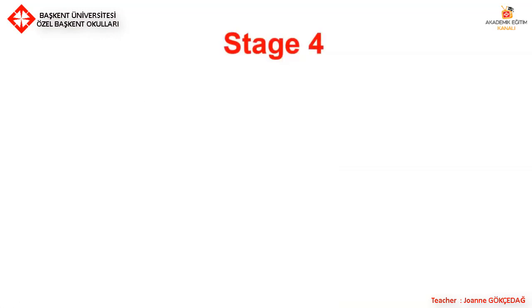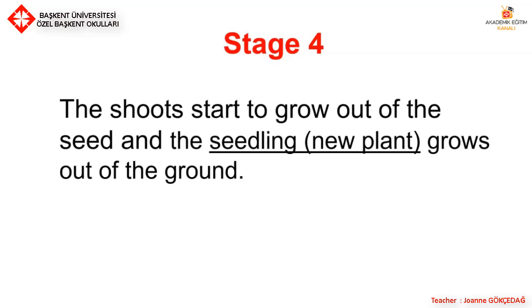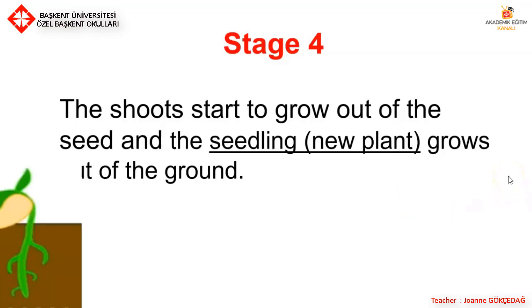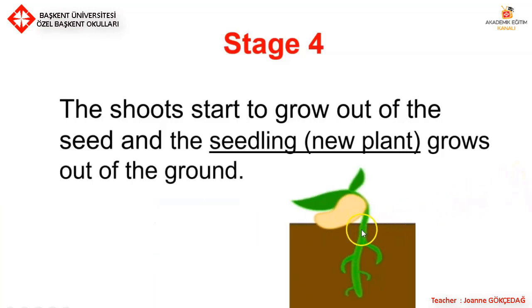Stage 4. The shoots start to grow out of the seed. And the seedling, new word for you, seedling just means new plant, grows out of the ground. So here you've got the roots and new roots growing off. You've still got a seed, but here you've now got the shoots coming out of the top.